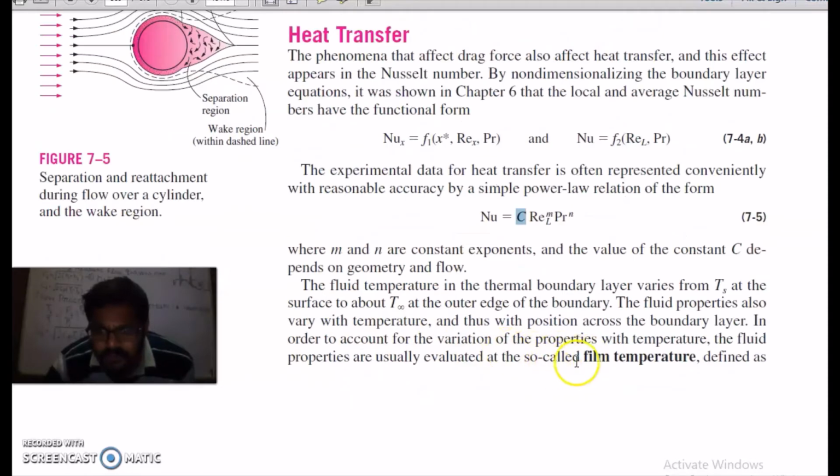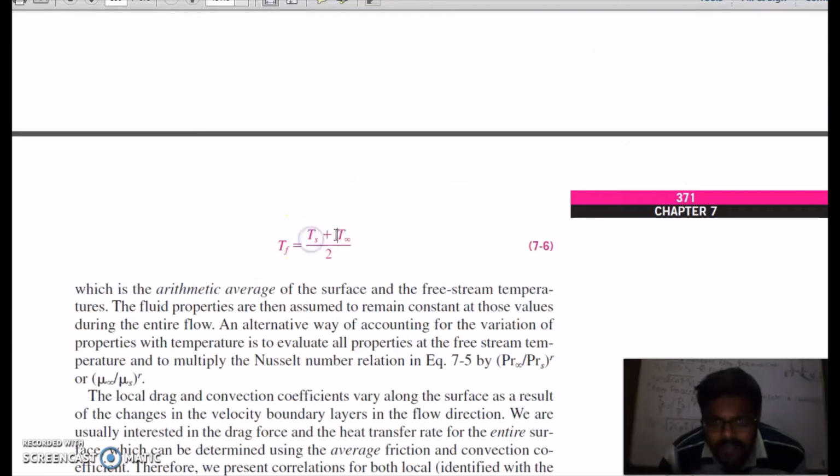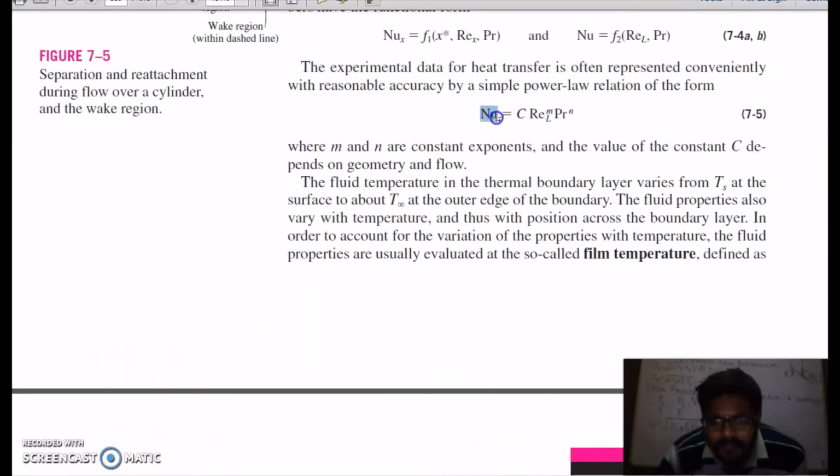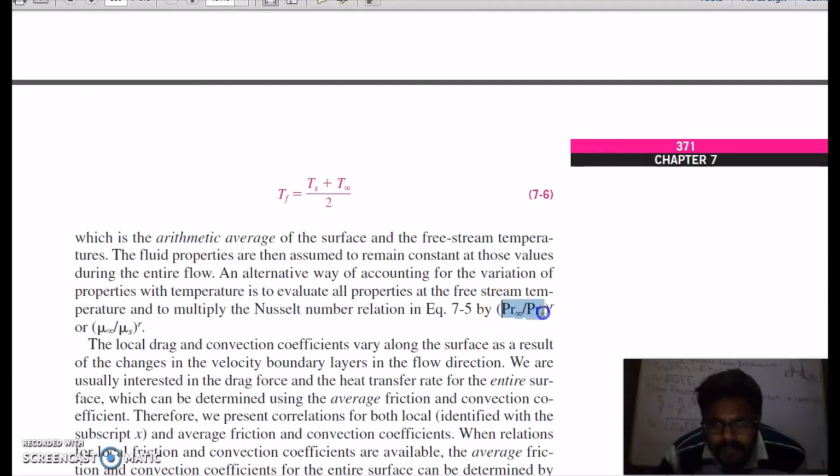We usually use film temperature, which is the average temperature of the surface and free stream, to find the fluid properties. Fluid properties are then assumed to remain constant at those values during the entire flow. An alternative way of accounting for the variation of properties with temperature is to evaluate all properties at free stream temperature and to multiply the Nusselt number relation by this value or this value.